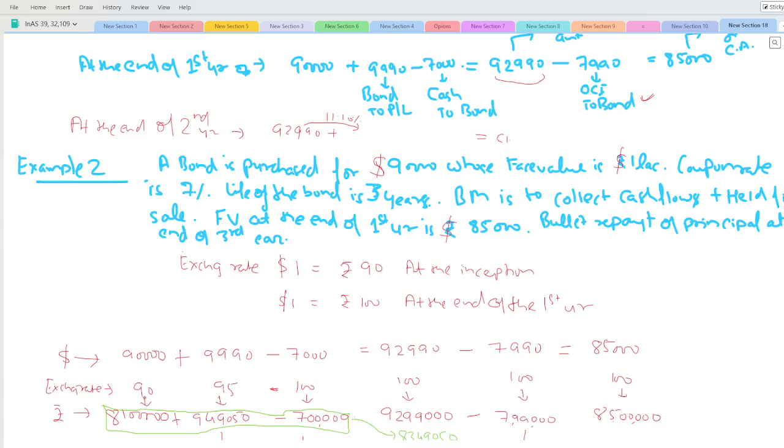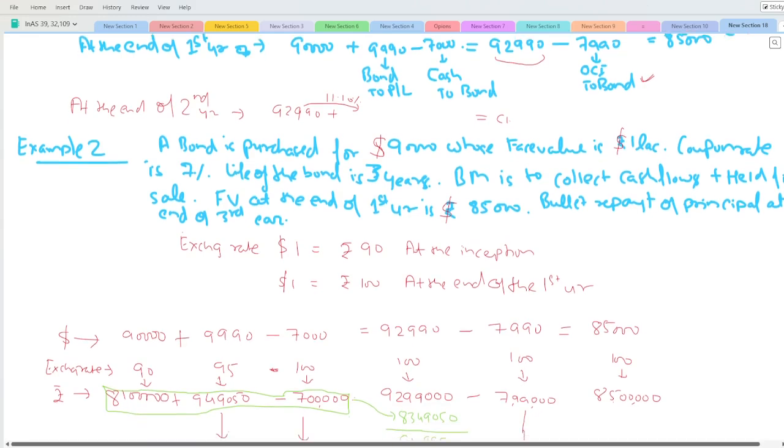Then the exchange rate I have taken 90 here, the opening. Then for the interest, you need to take the average, and the coupon normally you pay at the end of the year. So that's why I have taken the closing rate, not the average rate. And this is your closing balance, meaning the gross carrying amount. On the gross carrying amount, you need to apply the closing rate here. And this is 7,990, which is your balancing figure, which I was telling you: 92,990 minus 85,000, it is coming to 7,990. On that also you will be taking the closing rate, not the average rate.